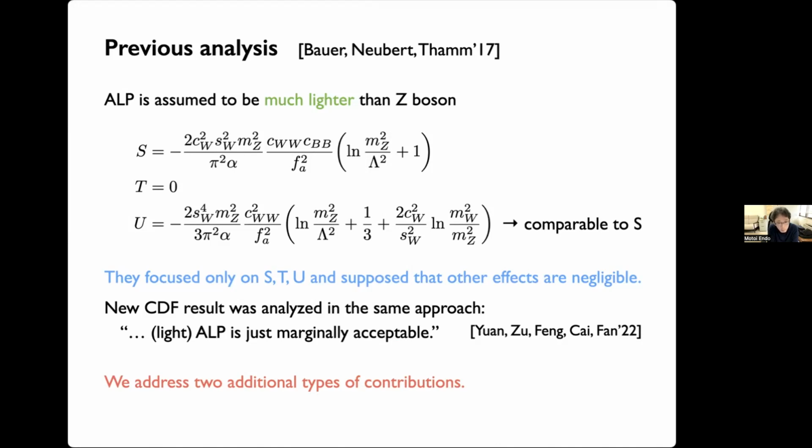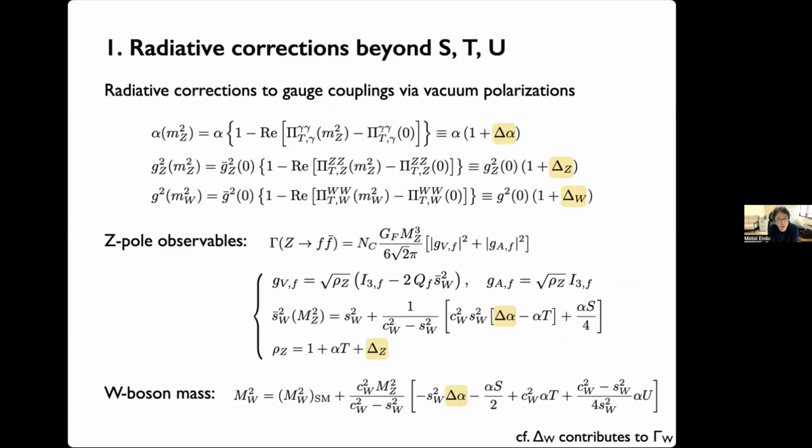But based on this assumption, the new CDF result was also analyzed in the same approach. And the conclusion was that a light ALP is just marginally acceptable to explain the CDF result. But I'm going to explain the three missing points, actually two of them related to the additional ALP contribution to the electroweak precision observables. So the first point is the radiative correction beyond S, T, U.